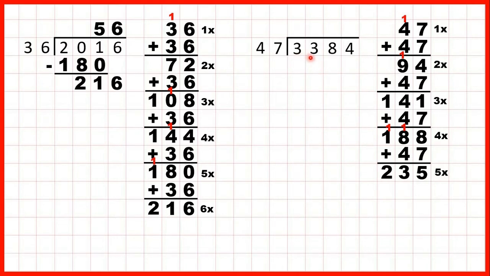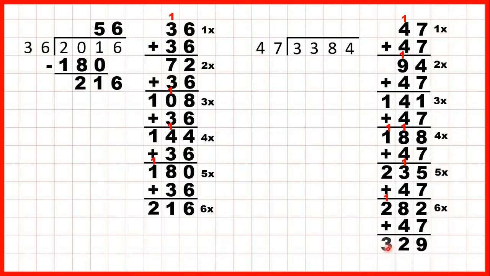If we take the first 2 digits together, we have 33 divided by 47. But 33 is less than 47, so let's take the first 3 digits together. That gives us 338 divided by 47. But 338 is a lot more than 235, so we need to continue adding 47. If we add 47 to 235, that gives us 282 for 6 times, and if we add another 47, that gives us 329 for 7 times.